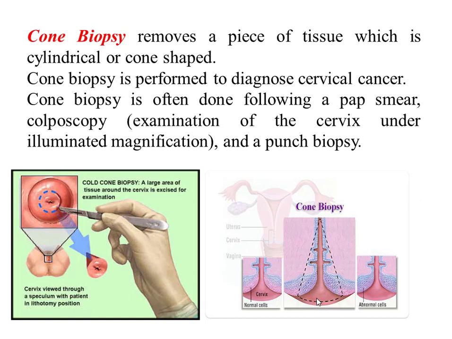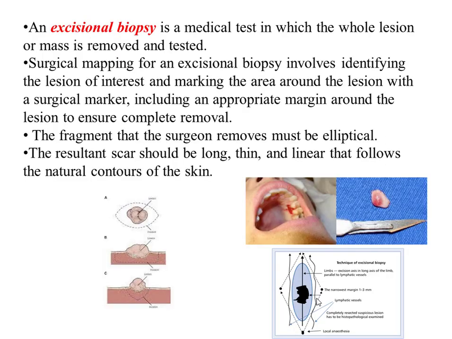So if we received a histological answer after a previous punch biopsy that we have cervical intraepithelial neoplasia, second or third degree, the gynecologist may resect the part of the cervix of the uterus with this lesion, and this type of biopsy is named cone biopsy. Excisional biopsy. It's a medical test in which the whole lesion or mass is removed and tested.